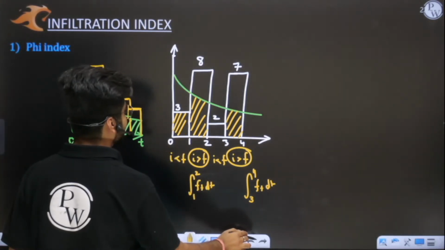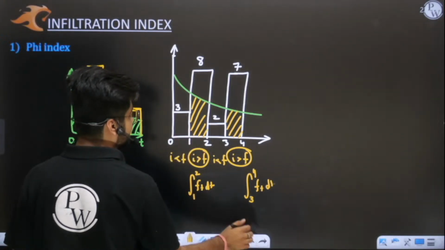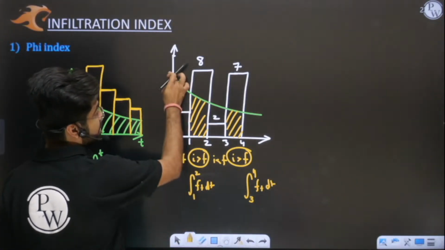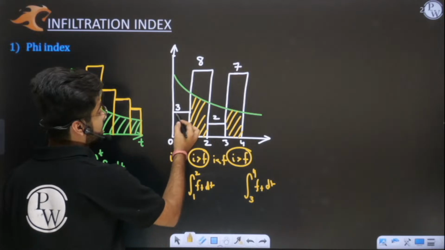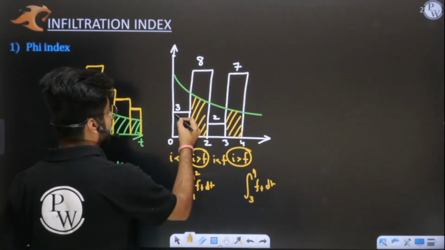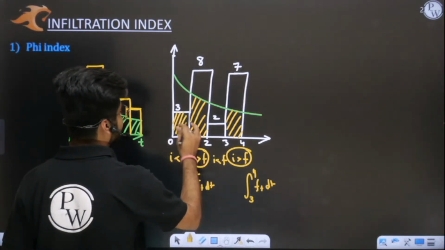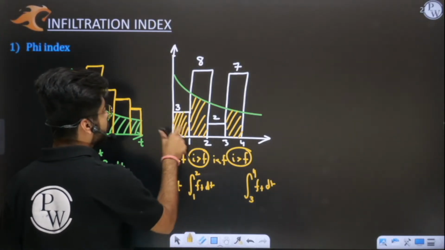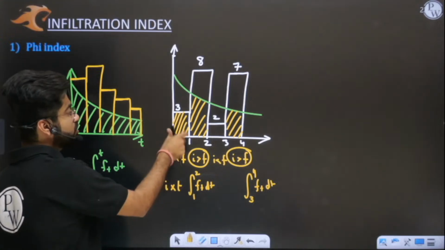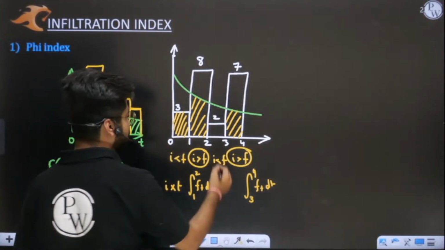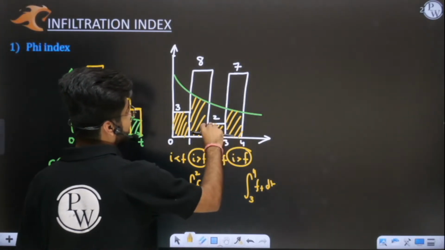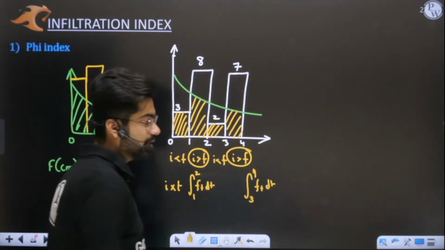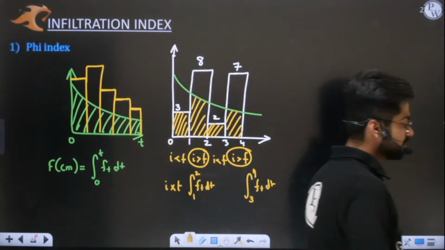Yes, sir, understood clearly. So whenever intensity of rainfall is less than f, then in that case, if I want to find infiltration, it will be simply i into t. 3 into 1, i into t, this area. Yes or no? Here also you have to multiply it by 2 into t. Understood? Now tell me, Sushil, is this thing clear?